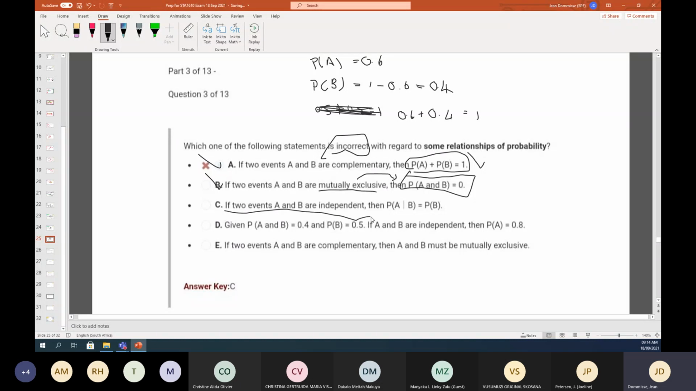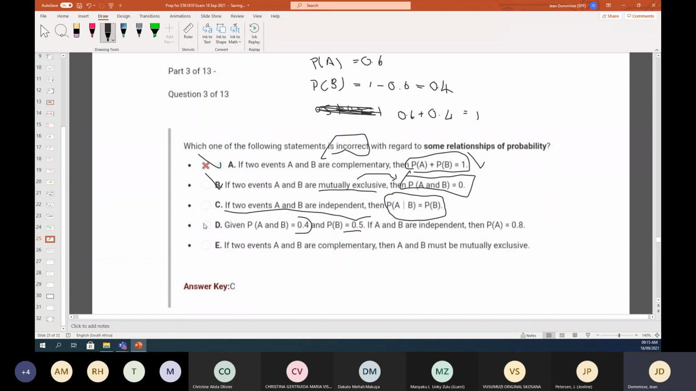If 2 events A and B are independent, the probability of A given B is equal to the probability of B. That is an interesting one. So that one I'll show you now with an example. Given probability of A and B equal to that, and probability of B equal to that, if A and B are independent, then probability of A is.